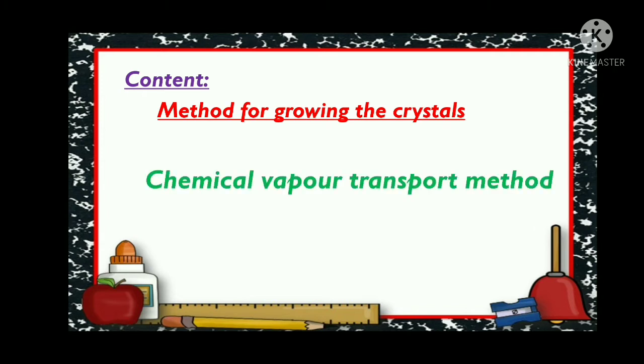In this particular video session we are going to discuss the chemical vapor transport method, which is a relatively new method for growing crystals from chemical substances. In this method the chemical substances are transported by the vapor in order to grow the single crystal. So let's understand how to grow this crystal by using this method.